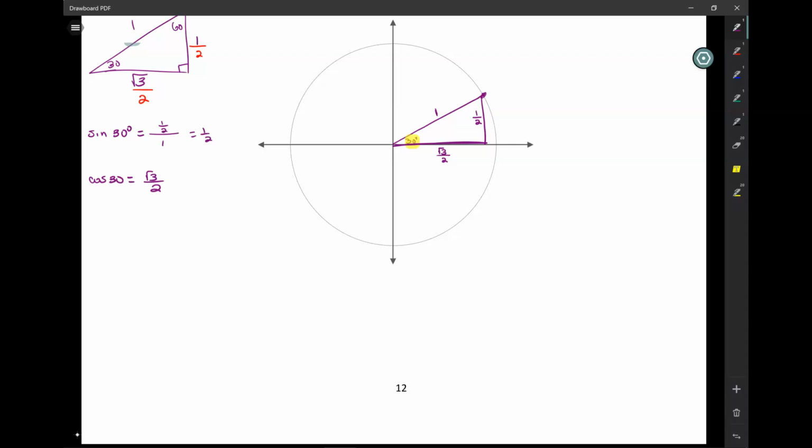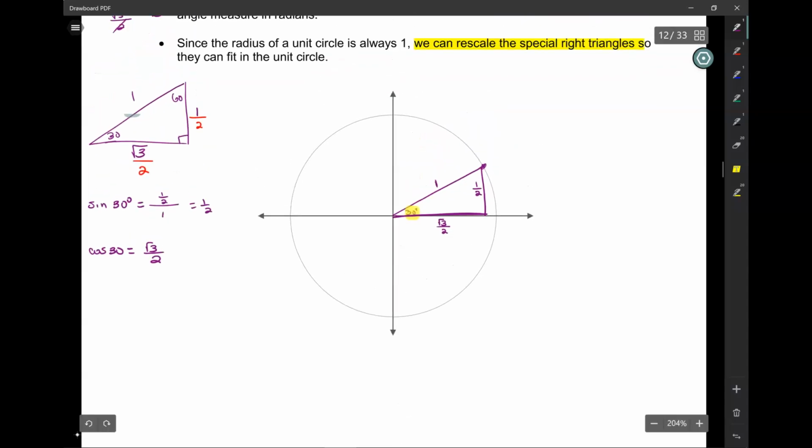So now, what I'm trying to get at is this. Remember how, back in the day, we had SOHCAHTOA? When the hypotenuse is 1, that h just goes away because the hypotenuse is always 1. So sine is just the opposite side. Cosine is just the adjacent side. Okay?